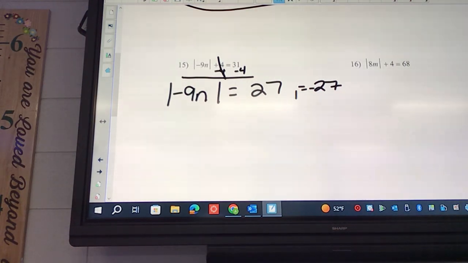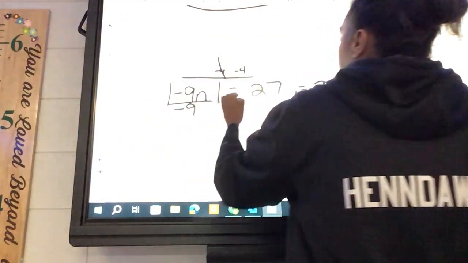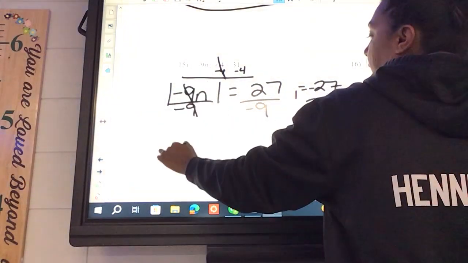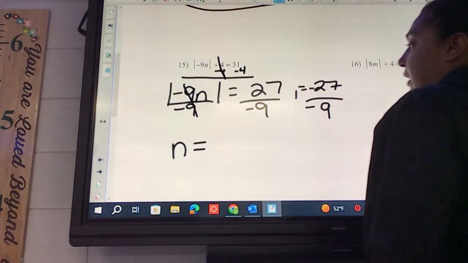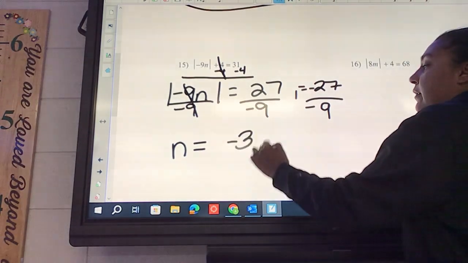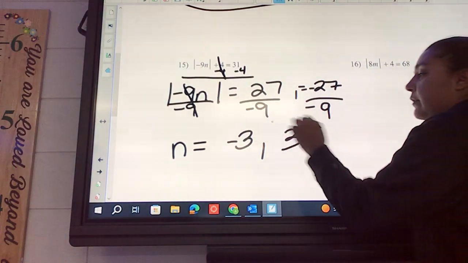Okay, now again, how do I get the n by itself? What needs moved? The 9 needs moved. How do I move it? Divide. We're going to say divide by -9. So I got n equals, well, 27 divided by -9. It's going to be -3. And -27 divided by -9 is going to be +3.